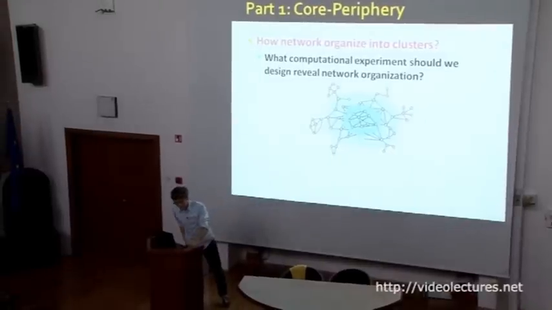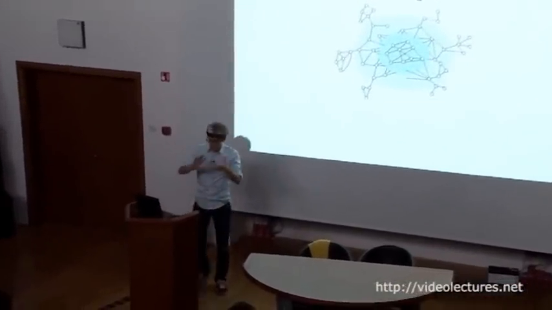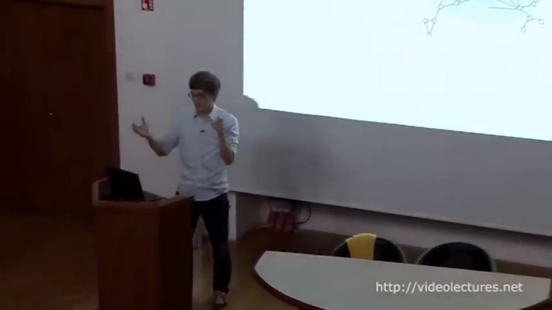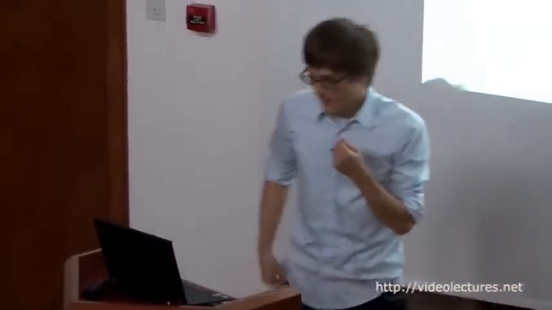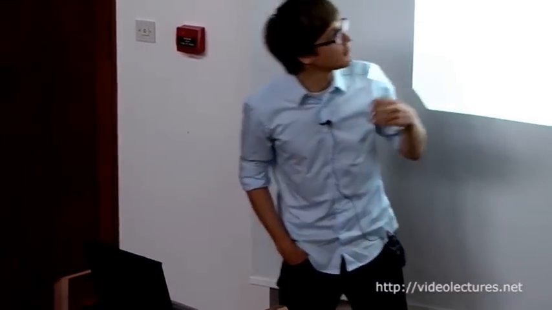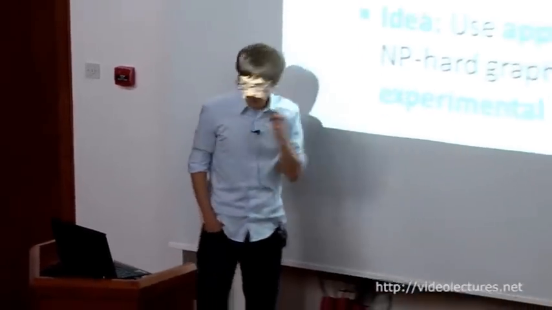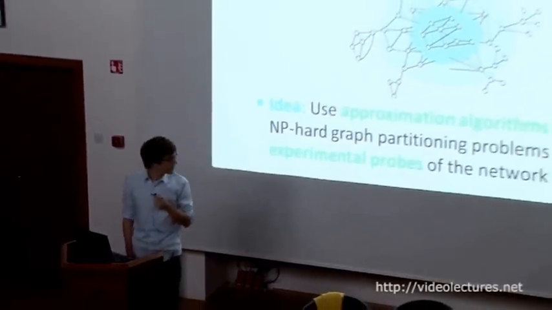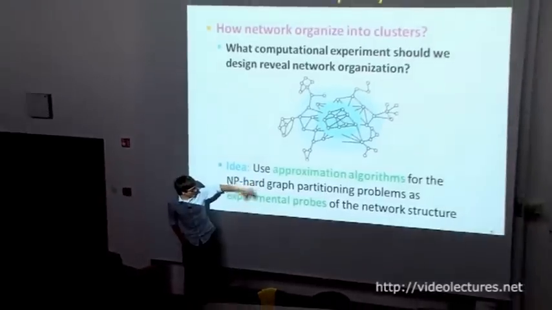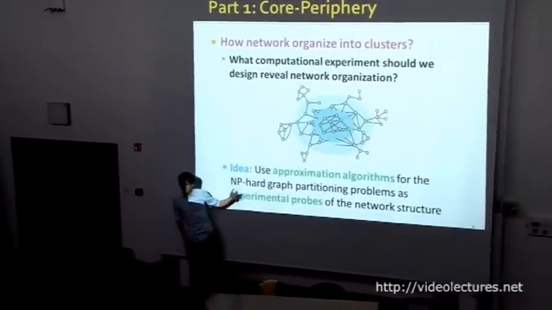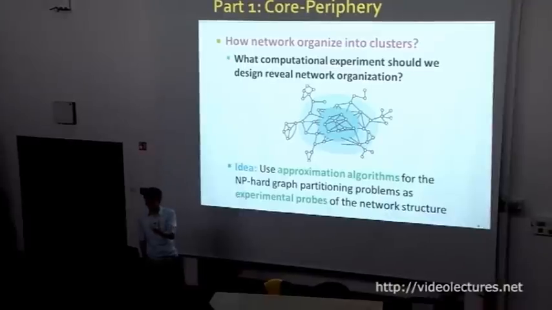So the first thing I want to talk about is how you arrive at this notion that networks have this kind of core-periphery structure, where you have a densely connected core and then a sparsely connected periphery. The way we will think about this is, we'll say, okay, how could I quantify how well the network organizes into clusters? And then a next step will be to say, what kind of computational experiment could I design that would reveal something useful about the organization of networks, right? And the idea will be that we will use approximation algorithms for NP-hard graph partitioning problems as experimental probes into the structure of our networks.